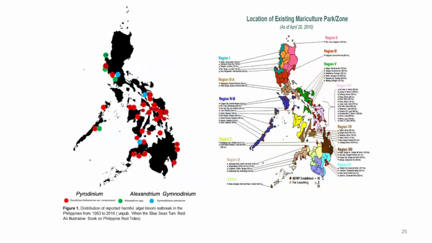The map on the left are locations of where algal blooms of Pyrodinium, Alexandrium, and Gymnodinium have occurred all over the country. And on the right are locations of mariculture areas around the Philippines. The question is, do we see a correlation? The experience in Bolinao-Anda can be replicated in these mariculture areas all over the country, which is something we do not want to happen.